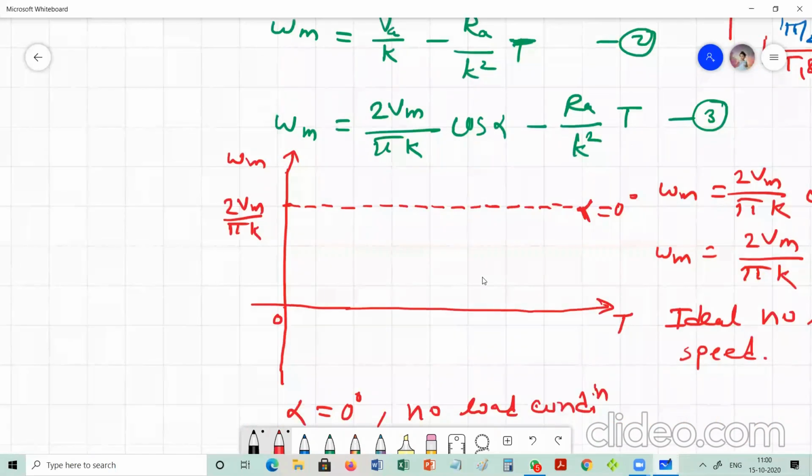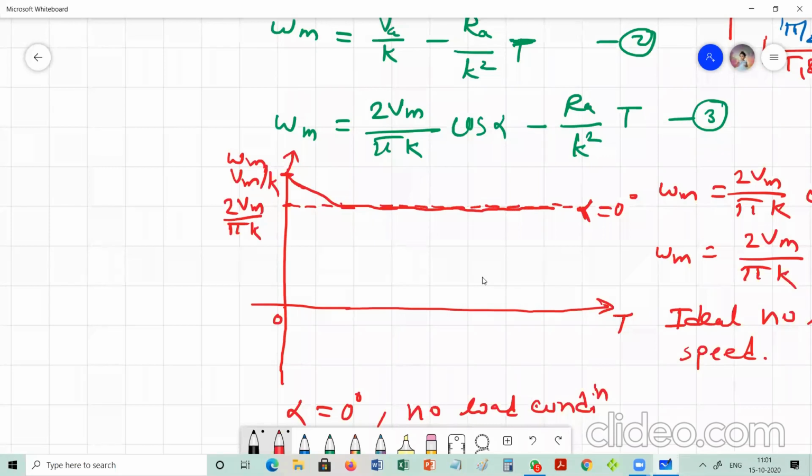So we have to apply these changes to this graph. So maximum no load speed, which I will show here, is equal to Vm by k, which is greater than 2 Vm by pi k by a factor of pi by 2. So the graph will be like this. One minute. Okay, so this graph will be like this.